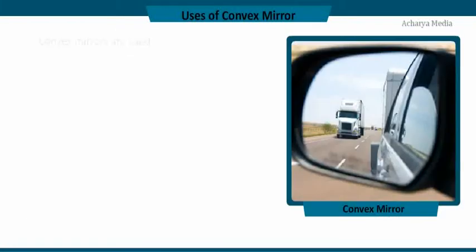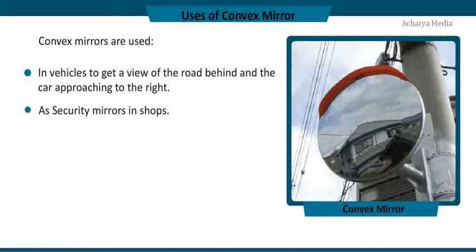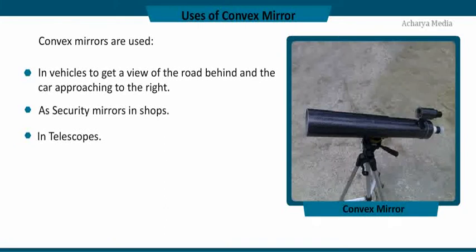As they produce virtual, upright, diminished images, convex mirrors are used as rear view mirrors of vehicles to get a view of the road behind, of vehicles approaching from the right. They are also used as security mirrors in shops as they cover a wider area than our naked eye. Similar to concave mirrors, convex mirrors are also used in telescopes.